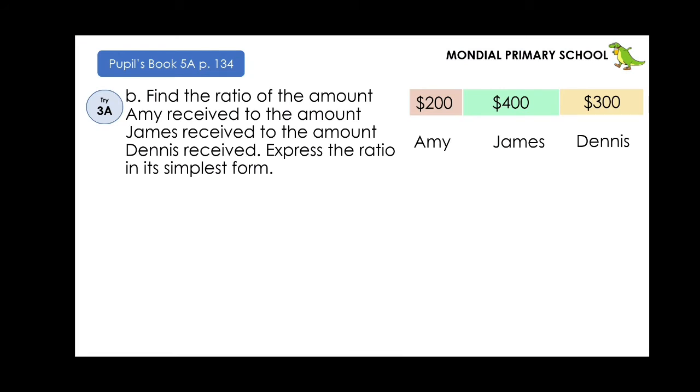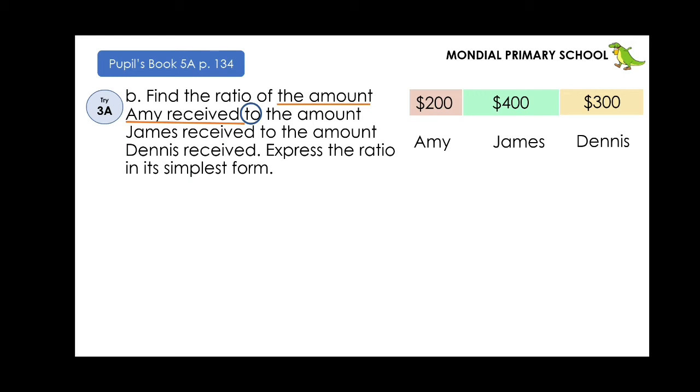Question B. Find the ratio of the amount Amy received to the amount James received to the amount Dennis received. Express the ratio in its simplest form. First, underline the amount Amy received. Circle the word to.